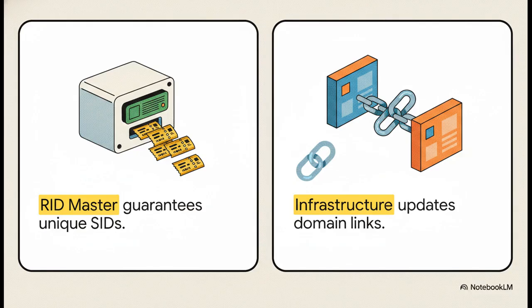Basically, if you rename a user in domain A, the infrastructure master steps in to make sure domain B actually knows about that name change, assuming the user is part of domain B's security groups. It also handles updating global catalog references.